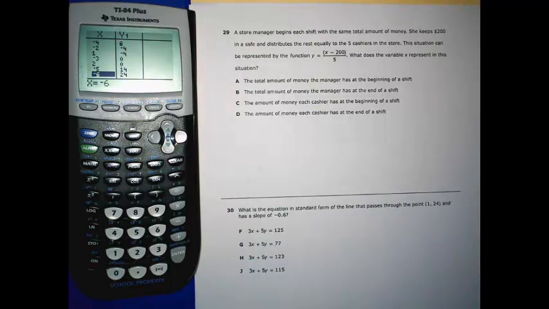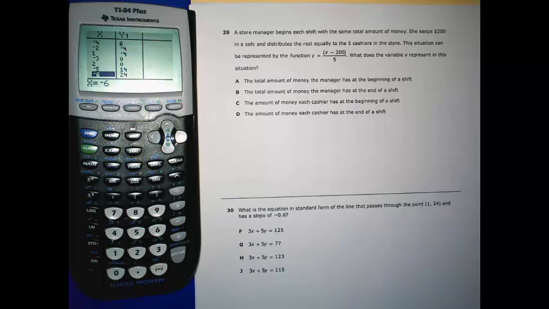Problem 29 says a store manager begins each shift with the same total amount of money. She keeps $200 in a safe and distributes the rest equally to 5 cashiers in the store. This situation can be represented by the function y equals (x minus 200) divided by 5. What does the x variable represent in this situation?